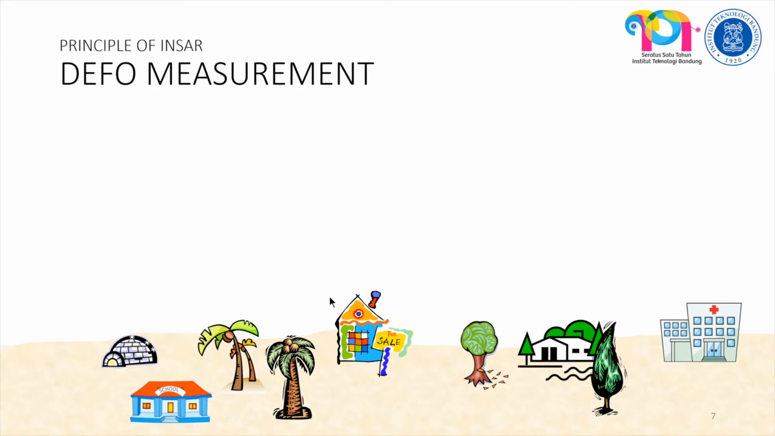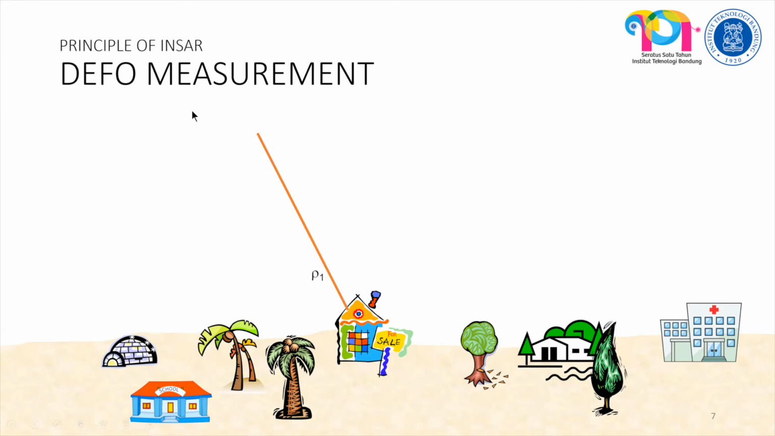I show you here the surface. As we know, at the surface we have many objects: houses, trees, bare land, water, buildings, pavement, and others. This is the ground. Firstly, the sensor will observe the surface. We call this the first acquisition, the first time the radar sensor observes the surface. In InSAR, we call the first observation the master.